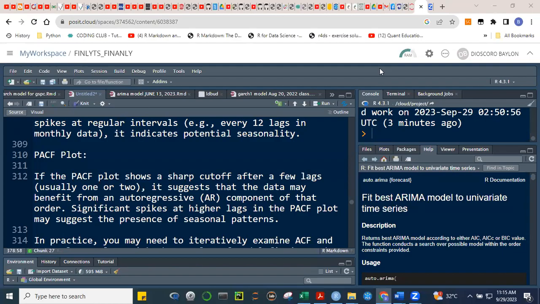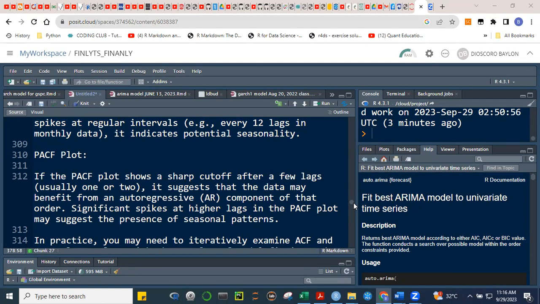Good morning, class. Today we're going to continue our discussion on autoregressive integrated moving average. And we said that let's have a quick review. In order to use ARIMA as a methodology, we have to transform our data into a stationary data series, stationary in mean and stationary in variance.